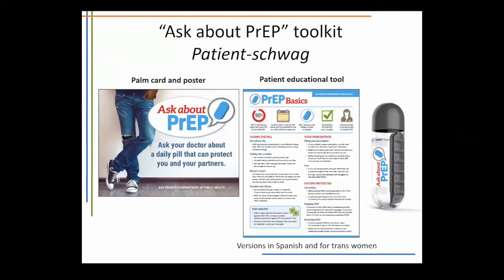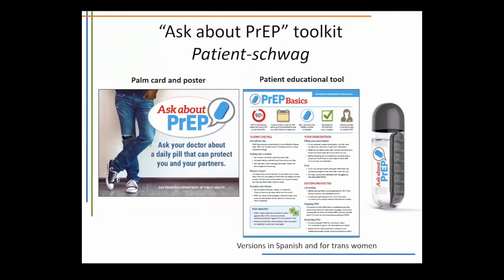So in our Ask About PrEP toolkit, the patient-facing material included a palm card and a poster. We found that several provider offices don't actually hang up posters anymore, but they are willing to give palm cards to patients as they're getting their vitals. So we've had some clinics that have been very interested in this material, and basically it's just asking patients to ask their doctors about PrEP.